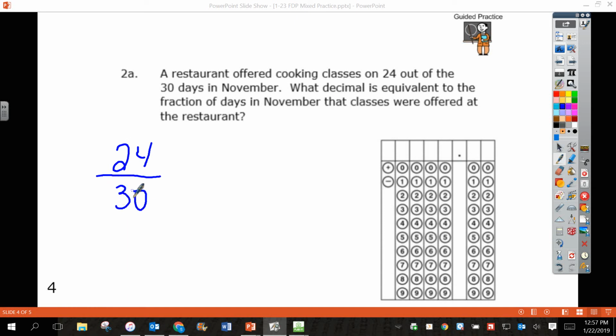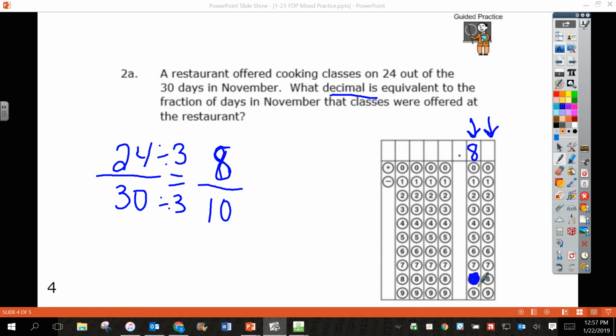That's our fraction. What decimal is equivalent to the fraction of days in November that classes were offered at the restaurant? So 24 out of 30 days, but if I'm going to make that into a decimal, I need it to be either out of 10 or out of 100 for the tenths and the hundredths place. 24 and 30 can't go to 100 nicely. Let me try to make it go to 10. If I take 30, divide by 3, that gives me 10. And then 24 divided by 3, well, that gives me 8. So that would be 8 tenths, and that is an 8 in the tenths place.